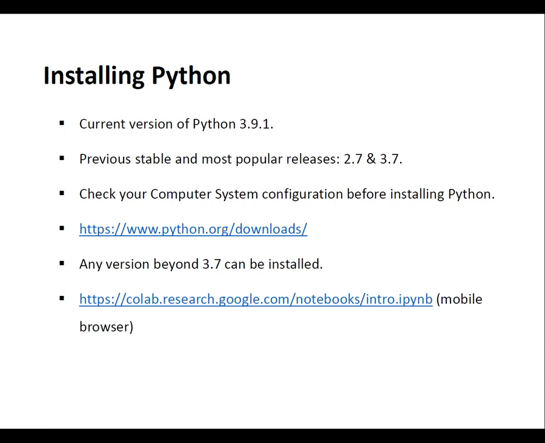Now, a few things first. We talk about the current Python version. The current Python version is 3.9.1. The previous stable releases were 2.7 and 3.7. So if you are downloading and installing, you can download and install any version beyond 3.7, that is 3.7, 3.8 or 3.9.1. Fine.